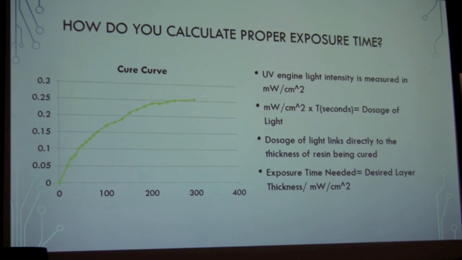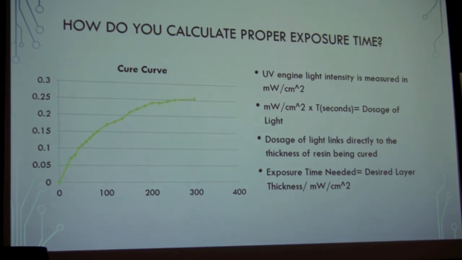So if we look at this chart, if I wanted to print objects at 150 micron layers, the left side of the chart is layer thickness, I would need a dosage of light almost equivalent to 100. So how do we get exposure time out of that? We take that dosage of 100 and divide it by the milliwatts per centimeter squared that your projector has, or the light intensity, and that gives you how many seconds are needed to cure that layer properly. If it had an intensity of 25 milliwatts per centimeter squared, we would get a 4-second exposure time for a 150 micron layer for this exact resin.